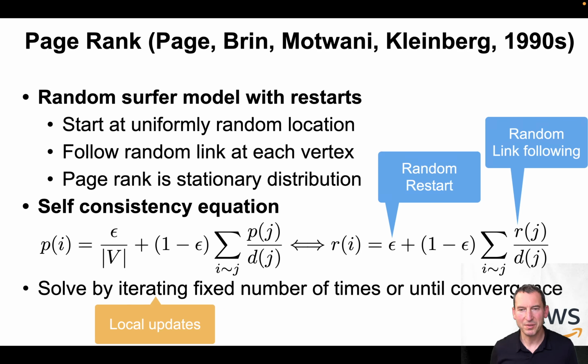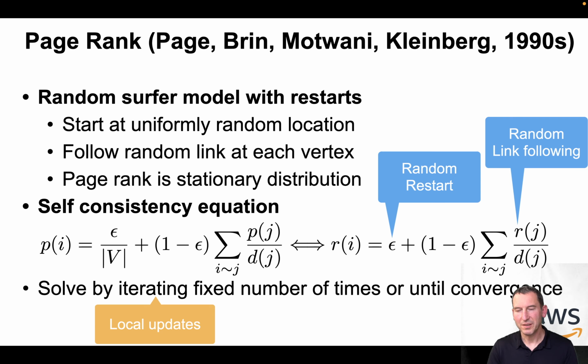So everybody remembers the random surfer model with restarts, where basically you start uniformly at a random location, you follow a random link at every vertex, and then with some probability you abort and you pick another random vertex to start with. And so what you get is this very nice self-consistency equation. So the PageRank P of i is given by epsilon over number of vertices. So that's the random surfer part, plus 1 minus epsilon of just the updates, namely take all the incoming page ranks divided by the degree, and that's basically then the relevance of that page.